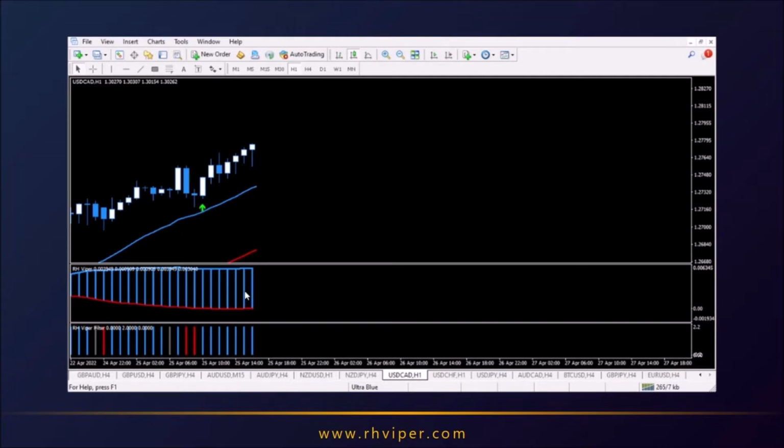The RHViper indicator is bullish. We've got the blue line of the Viper indicator above the red line, and it doesn't much matter what the RHViper filter is doing, but it's blue. Again, doesn't much matter. What we need to do now is wait for the price to come back and touch that blue moving average. Okay, so we've got that market moving back and it touched that blue moving average.